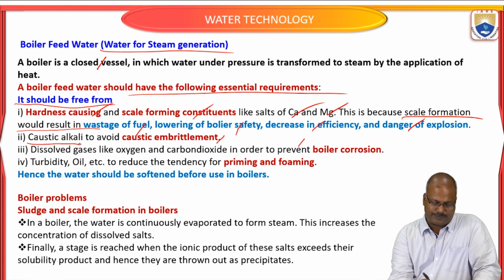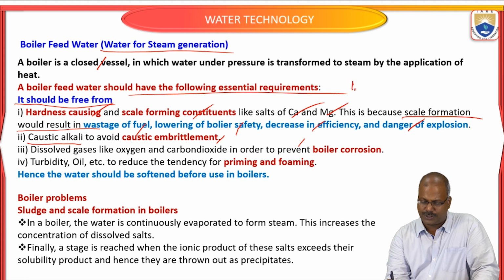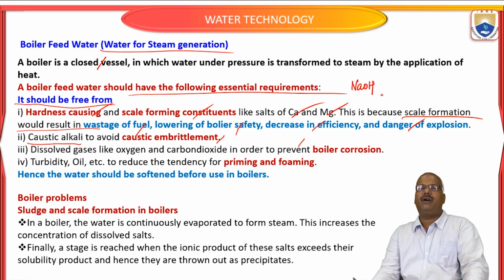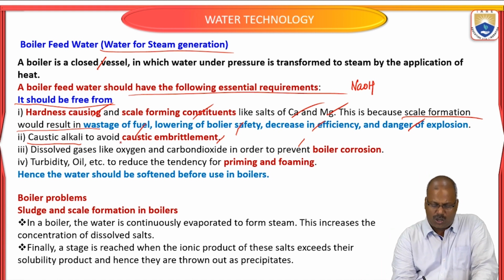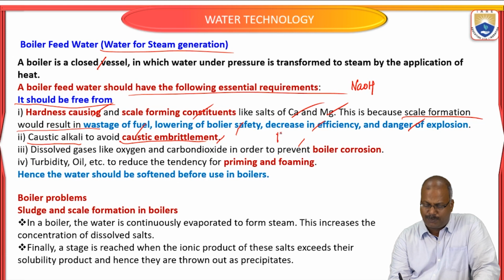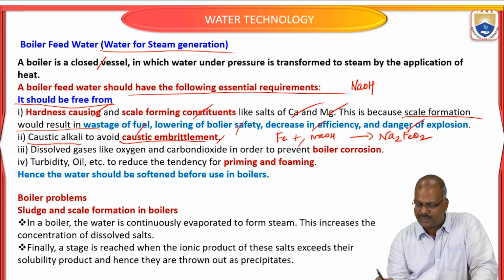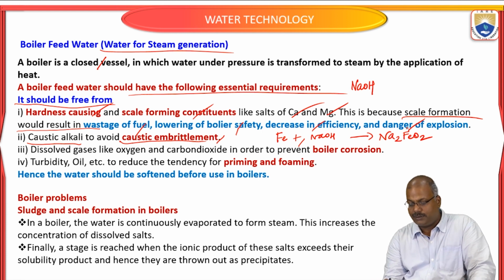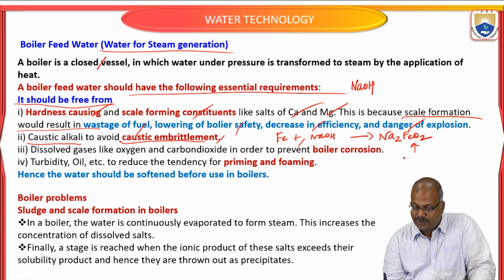Caustic alkali, NaOH, is to be avoided because it will create caustic embrittlement. What happens? The boilers are made of iron, so iron reacts with NaOH to form sodium ferroate, and this makes the boiler brittle.